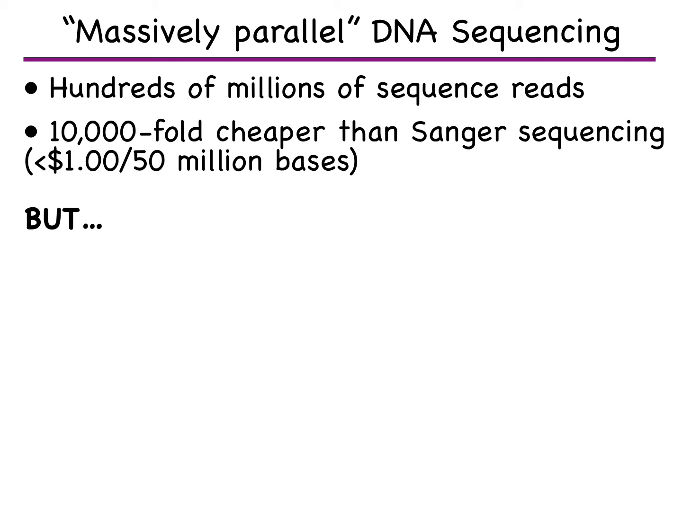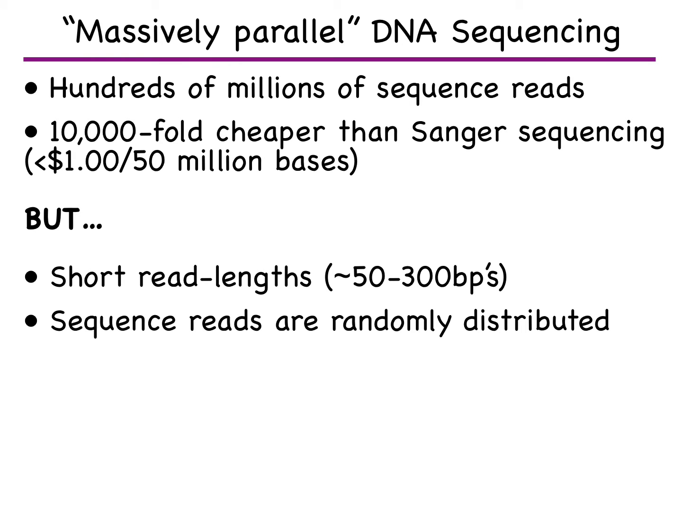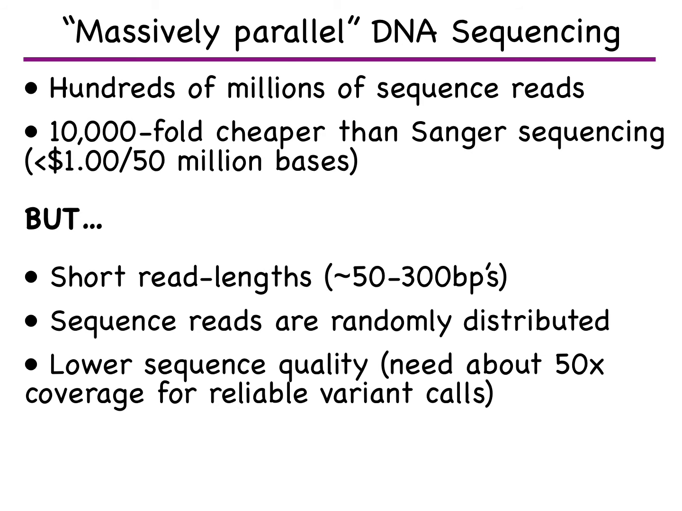But there's some limitations, or at least some challenges to deal with. The sequence reads are generally very short, on the range of 50 to 300 base pairs. And sequence reads are also randomly distributed, so you really don't have a read that covers the genome in an ordered fashion. You just get these random reads, and you have to somehow put those together again. And the sequence quality is relatively low, so there's a high error rate. So you actually have to sequence over and over again the same region to really reliably detect what the sequence is at any given site.